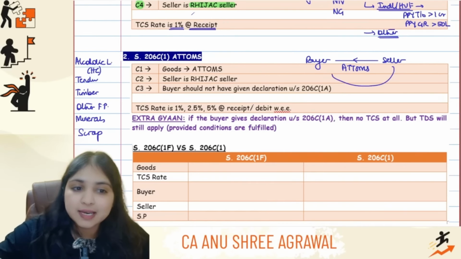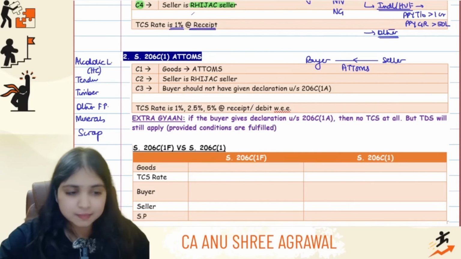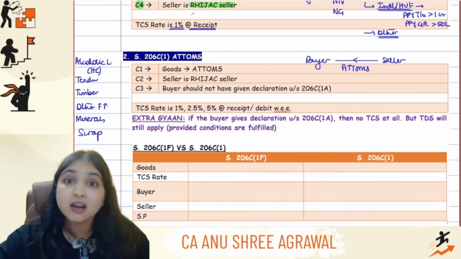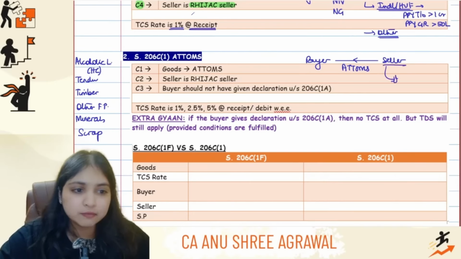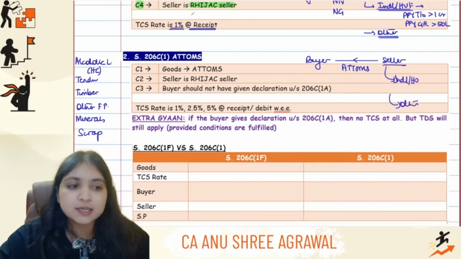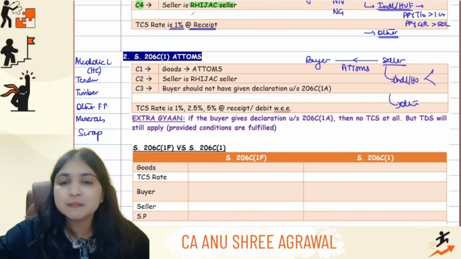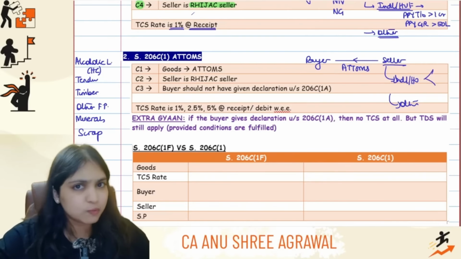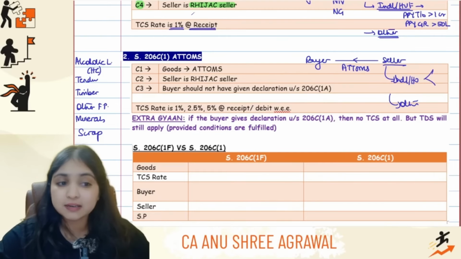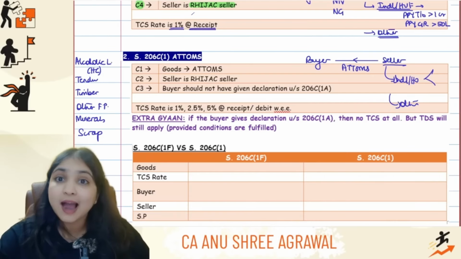So the seller is selling goods to the buyer. What kind of goods? Atoms. Even over here the seller is an R hijack seller, which means same thing guys, either he will be an individual or HUF, or he will be any other person. If he's an individual or a HUF, you will see his preceding previous year turnover, it should be more than 1 crore, or his preceding previous year gross receipt should be more than 50 lakhs, same point. So the seller is an R hijack seller. Seller is selling atoms to the buyer.